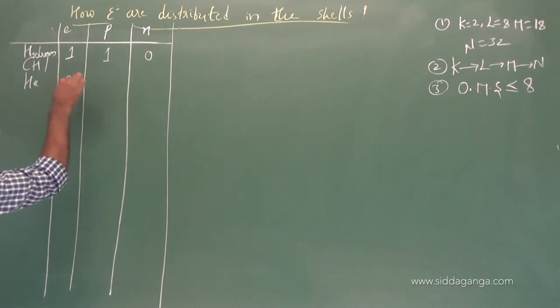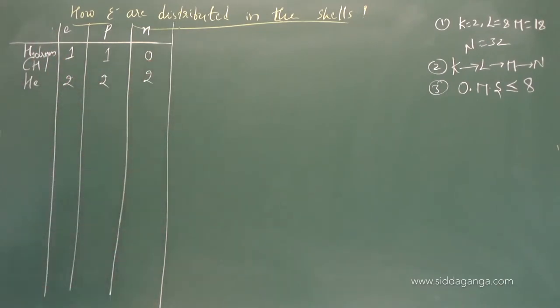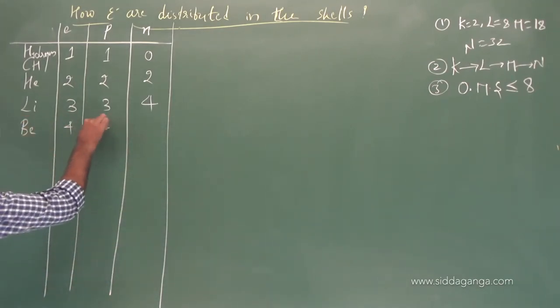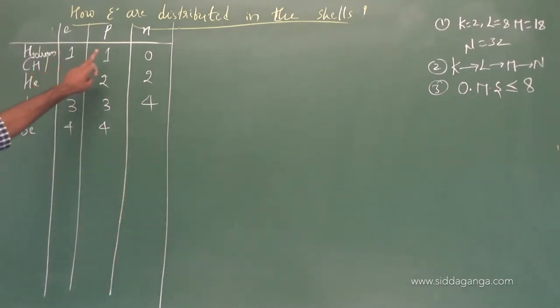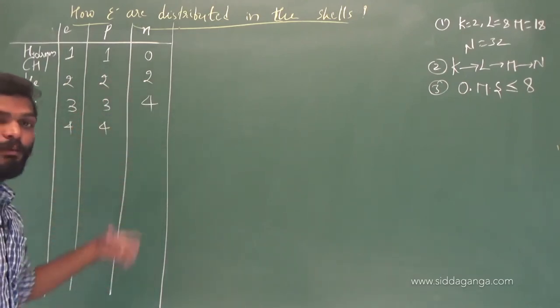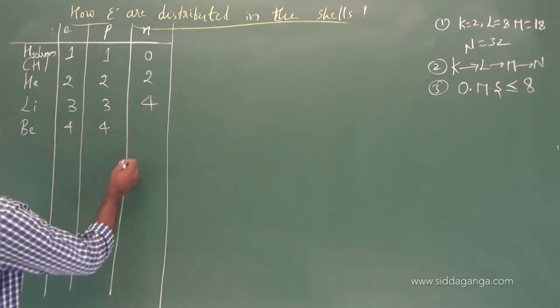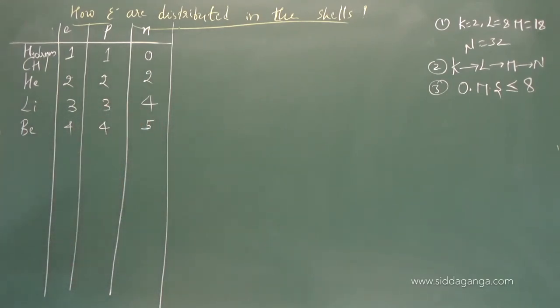Next one, helium. Second one is helium. Two protons and two electrons, and two neutrons also there in helium. Next one, lithium. Third element is lithium. Symbol is Li. Lithium has 3 electrons, 3 protons, 4 neutrons. There is no need that the protons and neutrons should be equal. Now the fourth one is beryllium: 4 electrons, 4 protons. In any neutral atom, electrons and protons should be the same. Neutrons can be more than protons. In beryllium we have 5 neutrons.